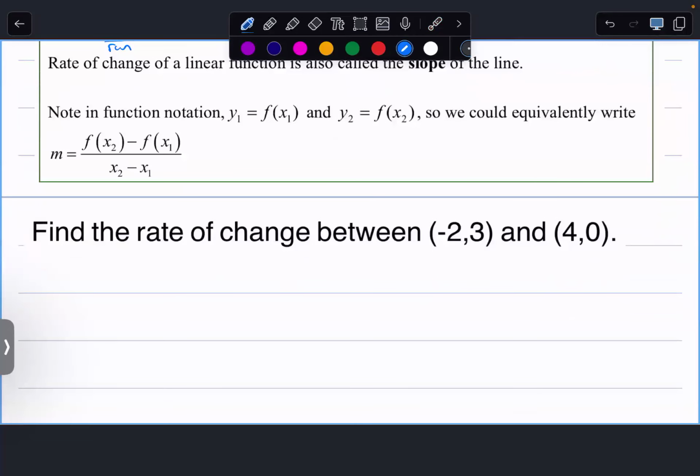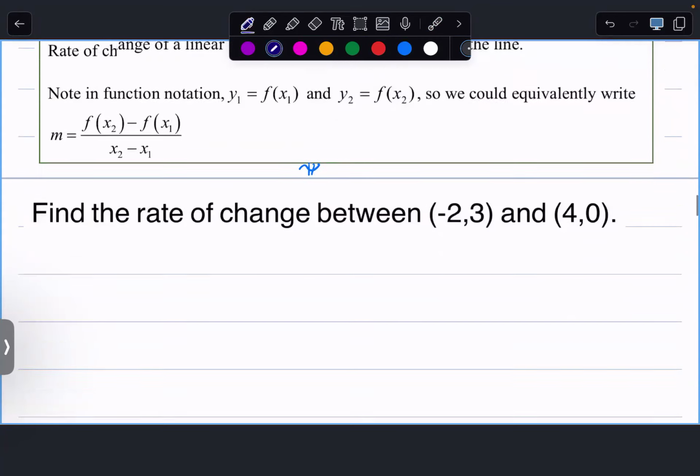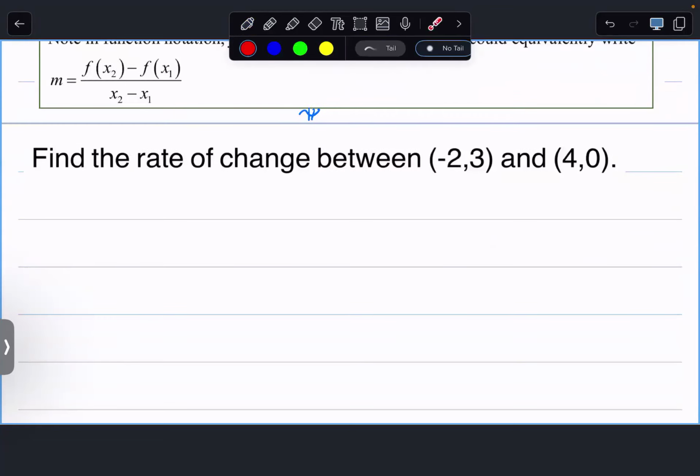I'll call that the end of our review. That was just kind of going through the notes that we wrote last day. We'll pick up here at this example. We want to find the rate of change between -2, 3 and 4, 0.